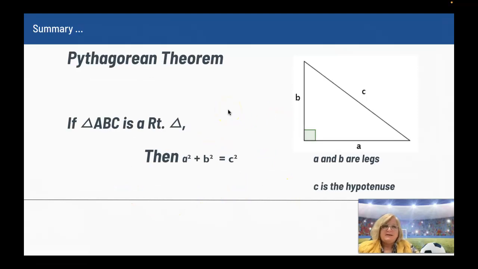So in summary, the Pythagorean theorem says that if a triangle ABC is a right triangle, RT is short for right, then a squared plus b squared equals c squared. So a and b are the legs and c is the hypotenuse. The hypotenuse is always across from the right angle, and it is always alone in the equation.